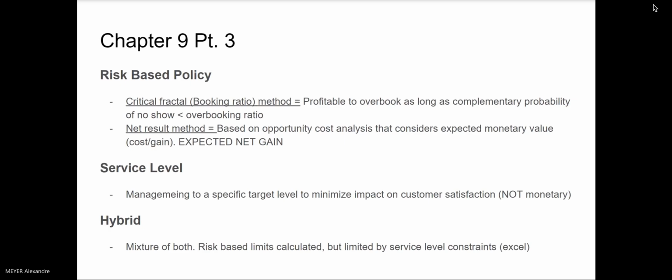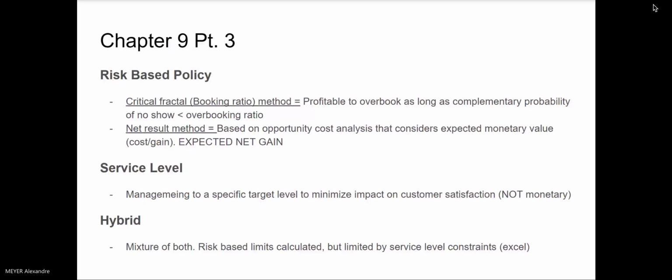The main one, or the first one, is risk-based. So risk-based has two subheadings, which are the critical fractile and the net result method. I'll show an Excel example of both. So the critical fractile is essentially saying that it's profitable to overbook as long as the complementary probability of no-show is less than the overbooking ratio. So risk-based policy is essentially looking at the economic factor. Right, risk-based policy looks at expected net gain.